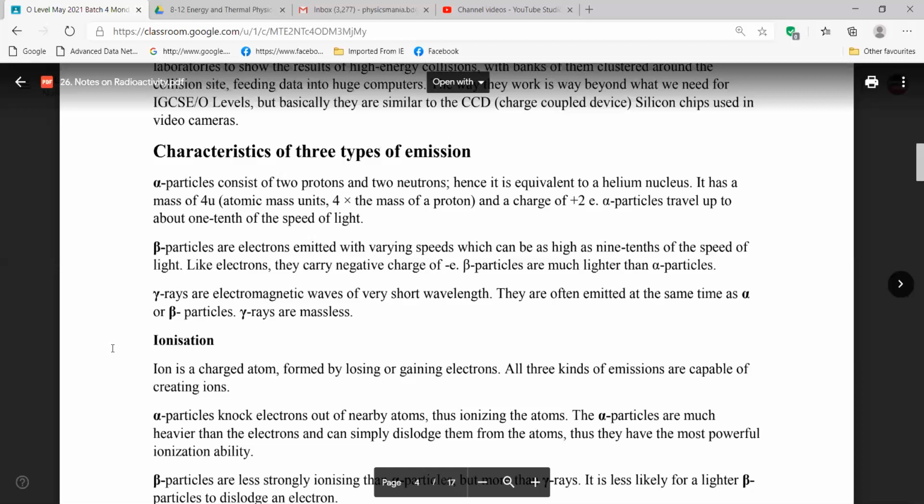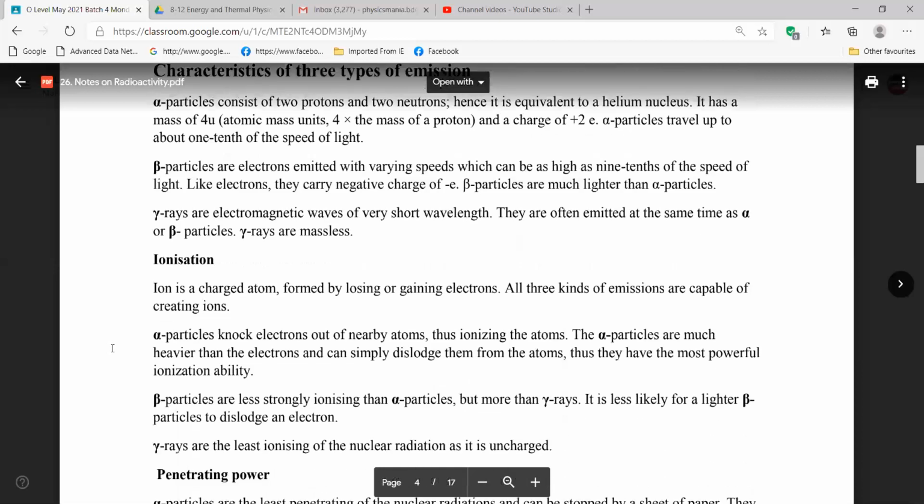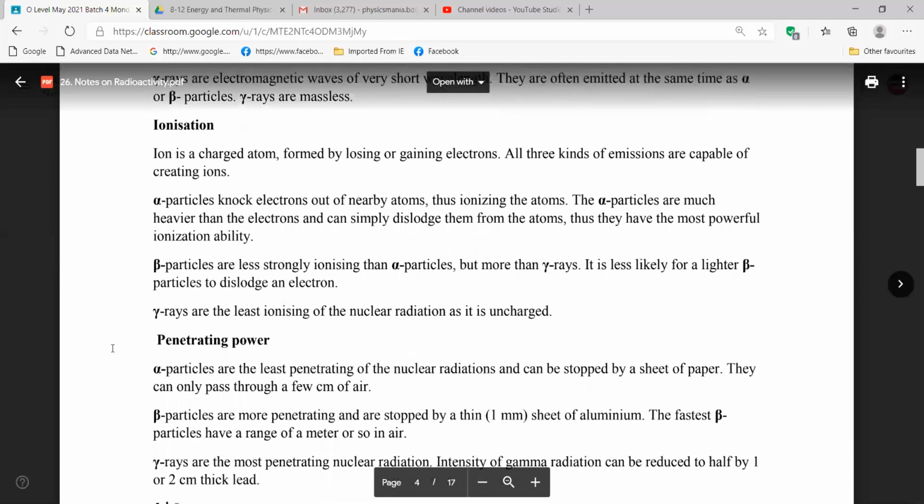Gamma rays are massless. Okay, continue. Ionization. An ion is a charged atom formed by losing or gaining electrons. All three kinds of emission are capable of creating ions.